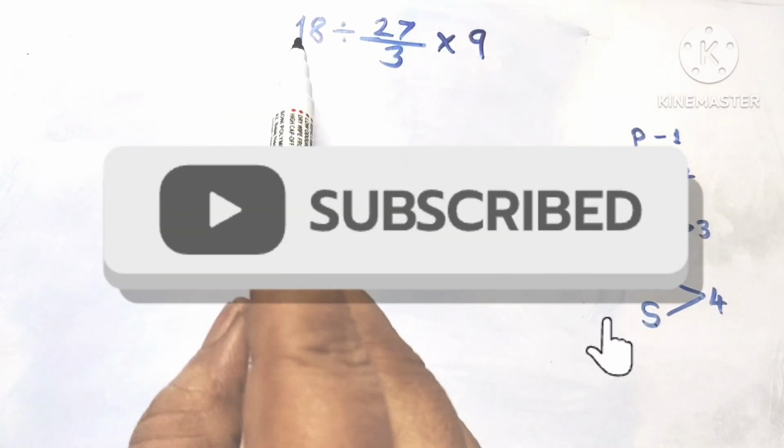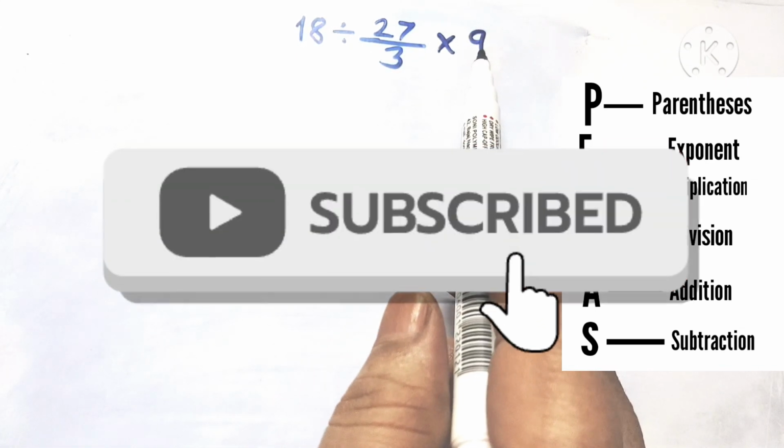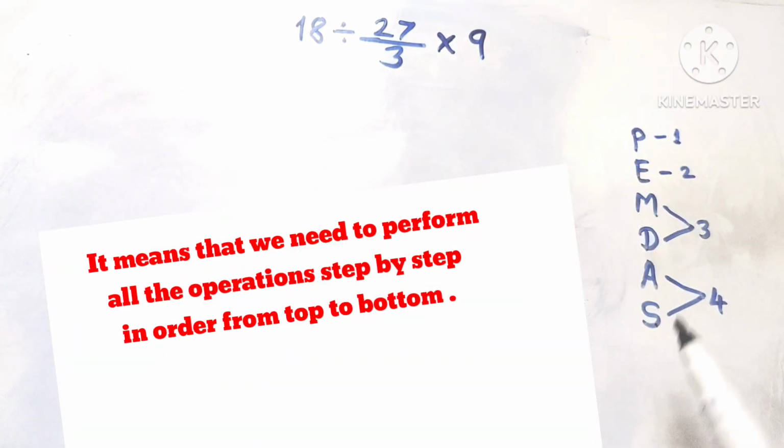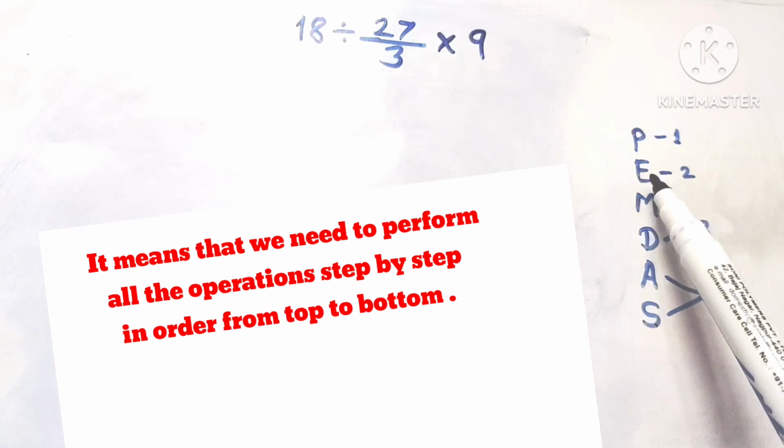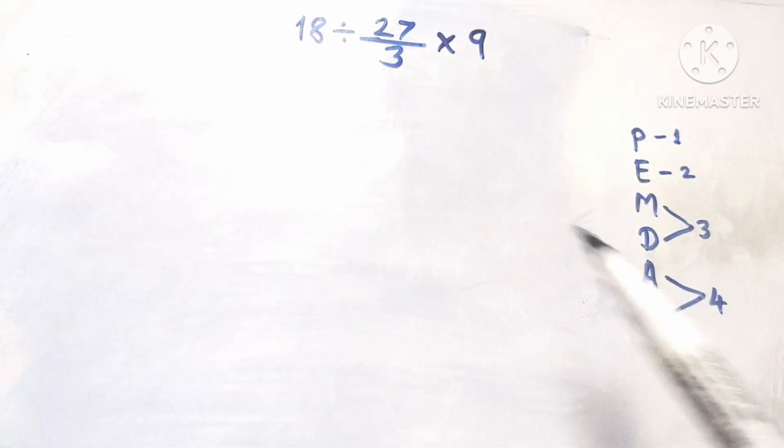18 divided by 27 upon 3 times 9. It means that we need to perform all the operations step by step in order from top to bottom.